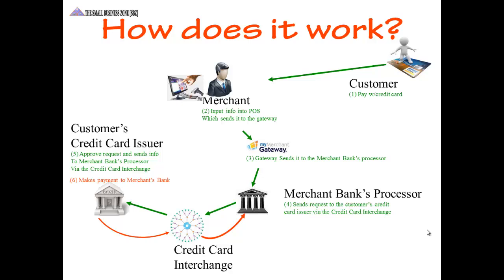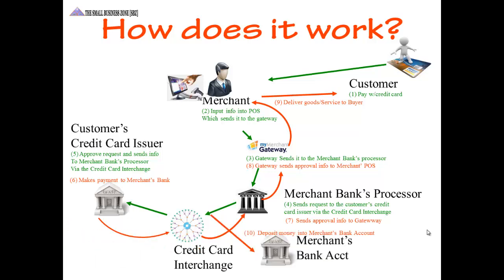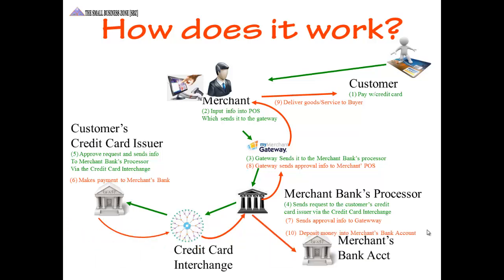That information flows back through the interchange system back to you, the merchant. Once you get the approval, then you go ahead and give the customer the item, provide them with a receipt, and then within 2 to 3 business days, the money is transferred into your bank account. So it's a simple process, runs in the background. All of this is hidden from you.